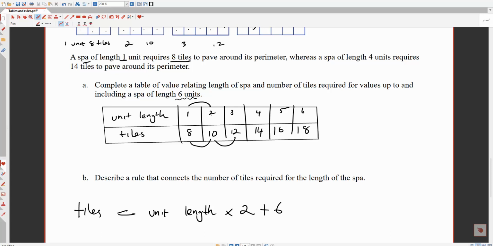Alright, now we can try it. So we're going to go to unit length 2 and go 2 times 2 is 4. 4 plus 6 indeed does equal 10. So the rule works, and we just need to check it twice, and we assume then that it works for the rest of the items, because it will.